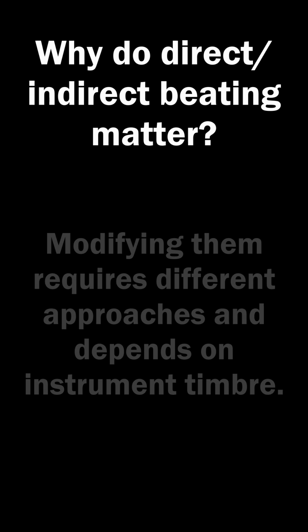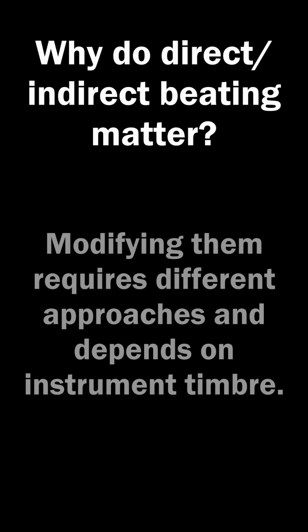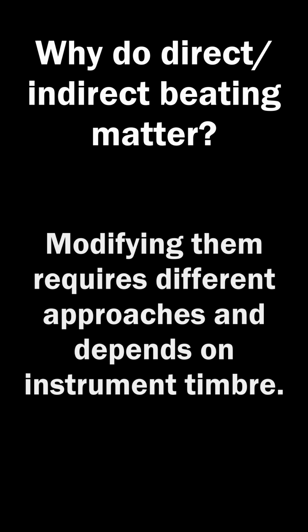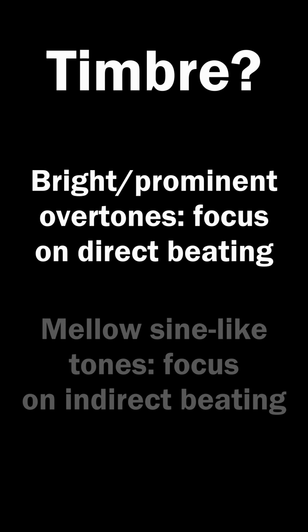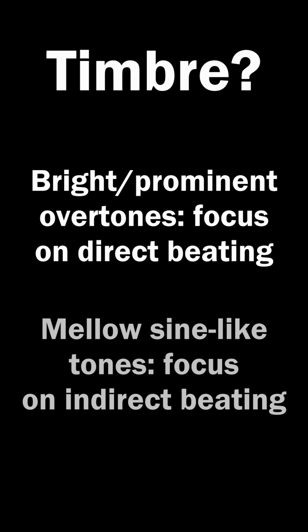Modifying each type of beating to your taste requires different approaches and depends on your instrument's timbre. In general, prominent overtones will be the source of most direct beating, and indirect beating tends to be more noticeable with mellow sine wave-like timbres.